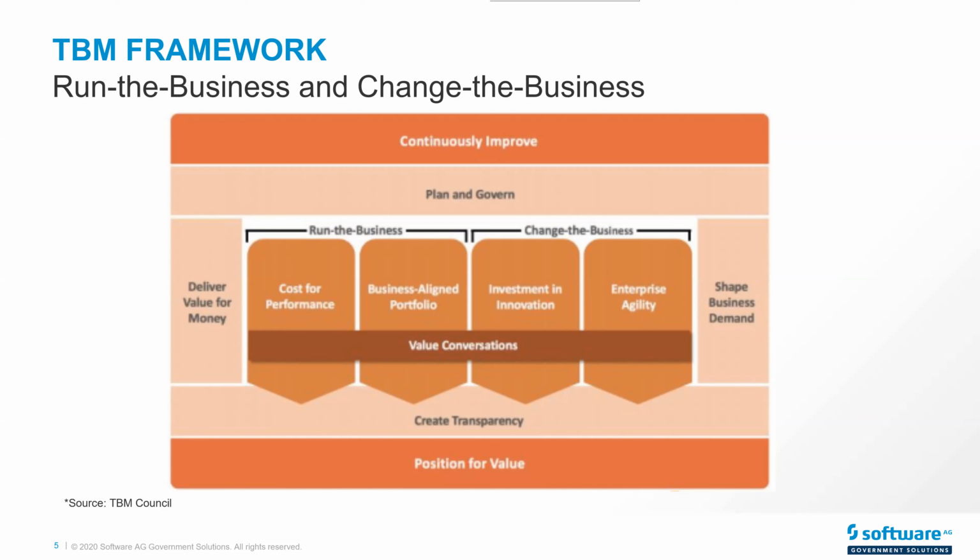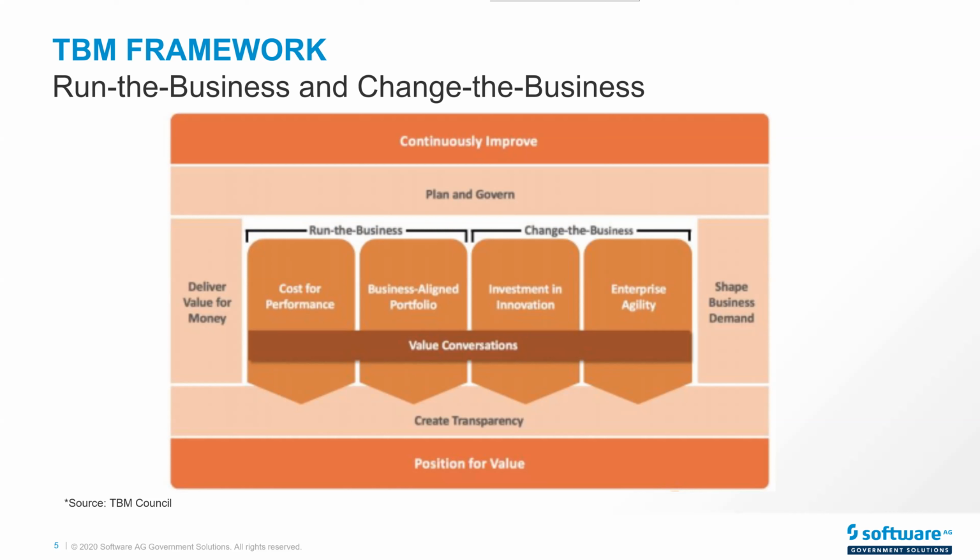And there's really two sides to the business. It's run the business, where we look at the conversations for cost, performance, and the business-aligned portfolio, and then change the business. That is making sure that we are properly and correctly investing for innovation, and that we are accounting for that spend and that funding with the utmost ability to be agile and change things as we move forward.